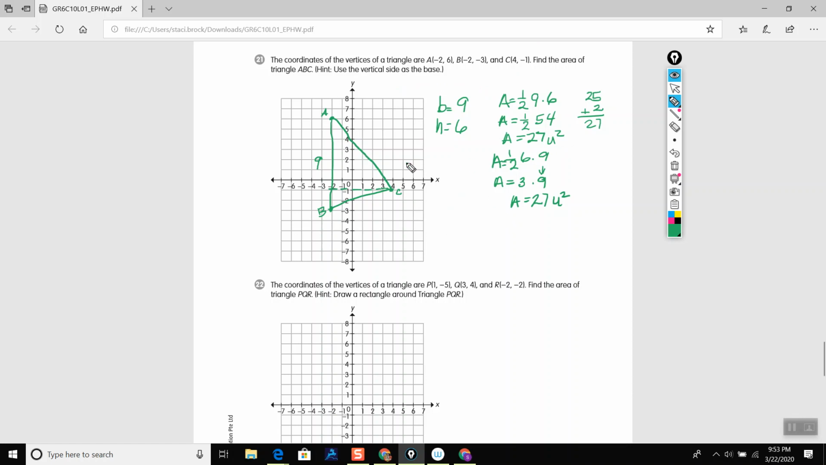So having a grid like this will be really important. So that's why I suggest you use your workbook first. Good luck on your independent practice.